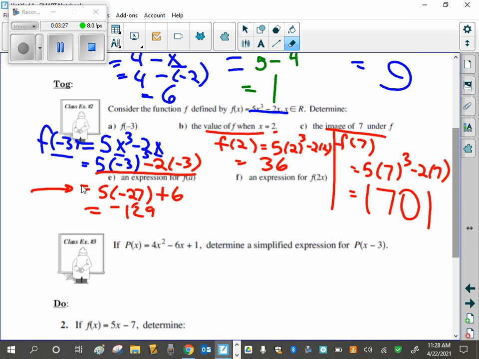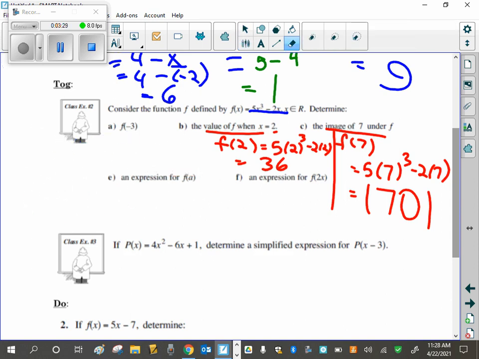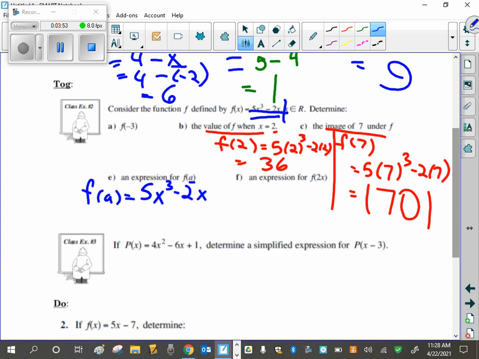Now, E, you don't want to make it too complicated because all you have to do for E is wherever you see an x, you put A. So go ahead and do that. Wherever you see an x, put A and you're done. So f of A, don't try to make it too complicated. So yes, you put 5A cubed, subtract 2A, and you're done. Okay, nothing else.